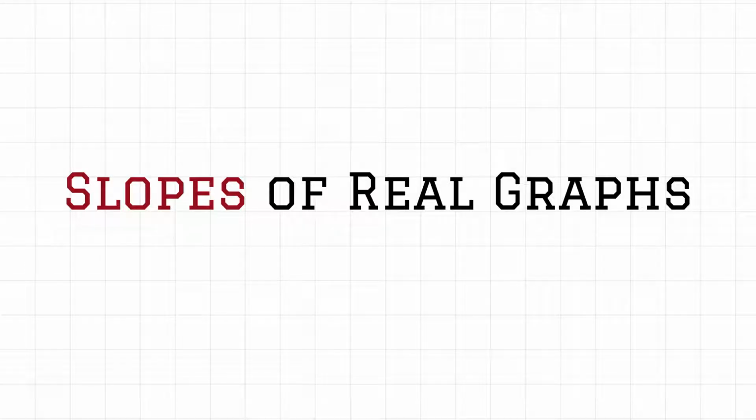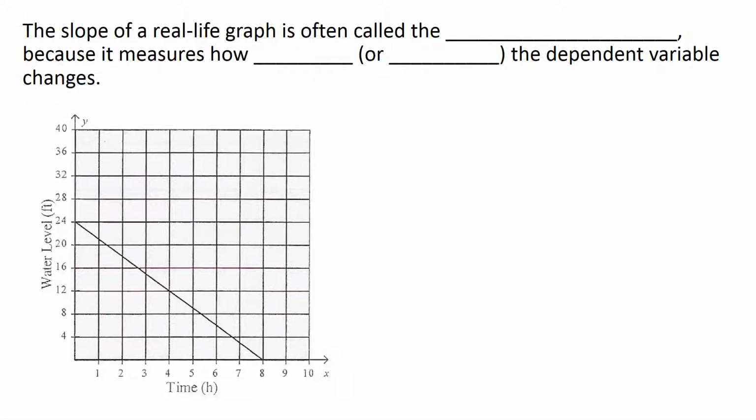So far we've only seen slopes of totally generic graphs, but now let's talk about the slopes of real-life graphs and what they might mean. To begin with, we often call the slope of a real-life graph the rate of change. So a question might ask you for a slope, or it might ask you for a rate of change. They actually mean the same thing.